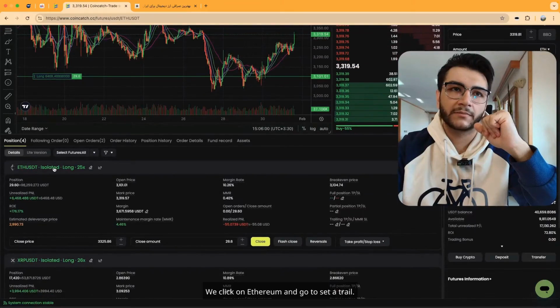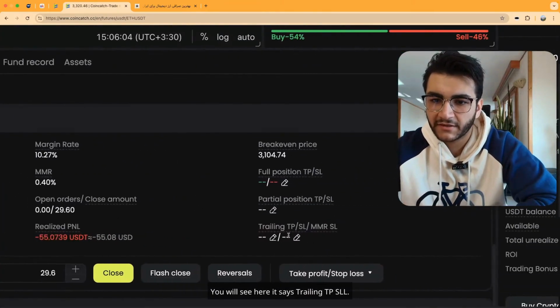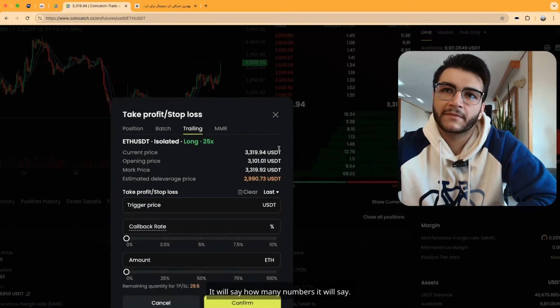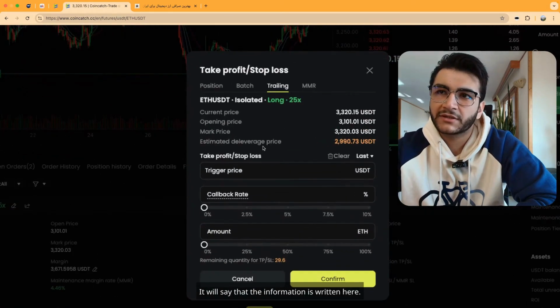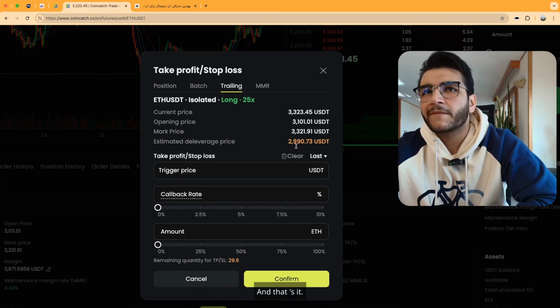We click on Ethereum and go to set a trail. You will see here it says trailing TP-SL. You can also level it from here. You can also set a trailing TP-SL on this. It will say that the information is written here. It says that the price is now 3,320. Your entry was 3,100. And that's it.